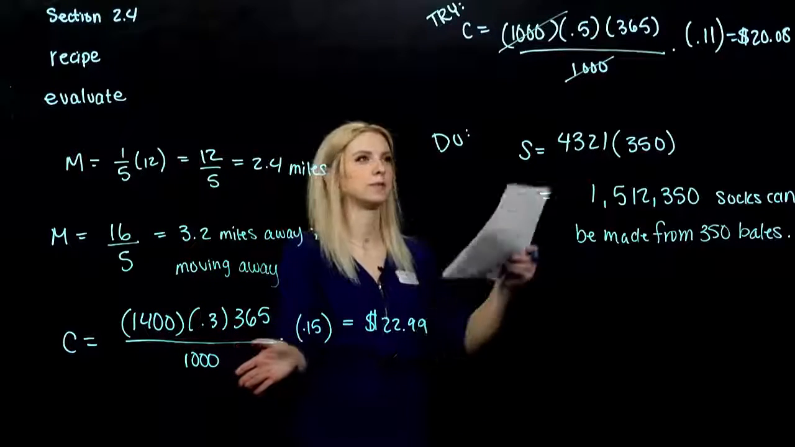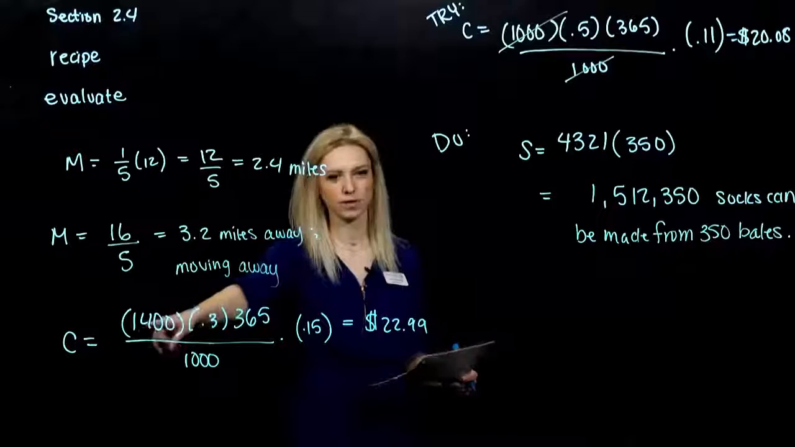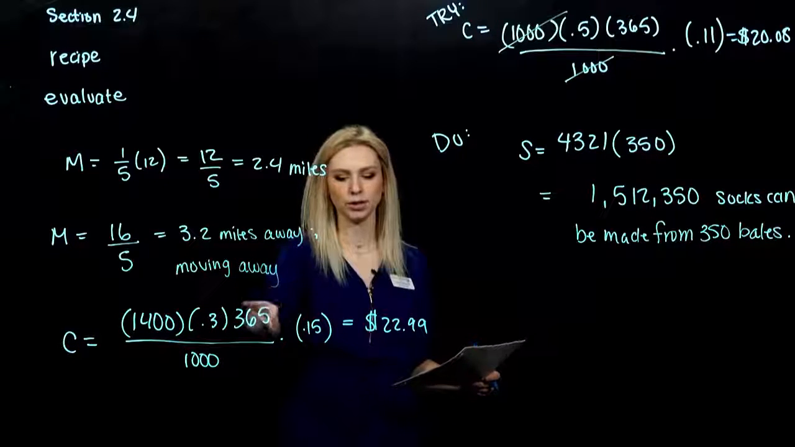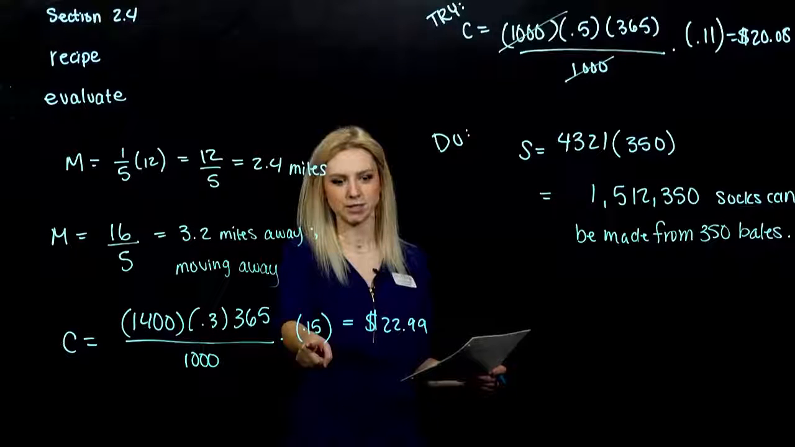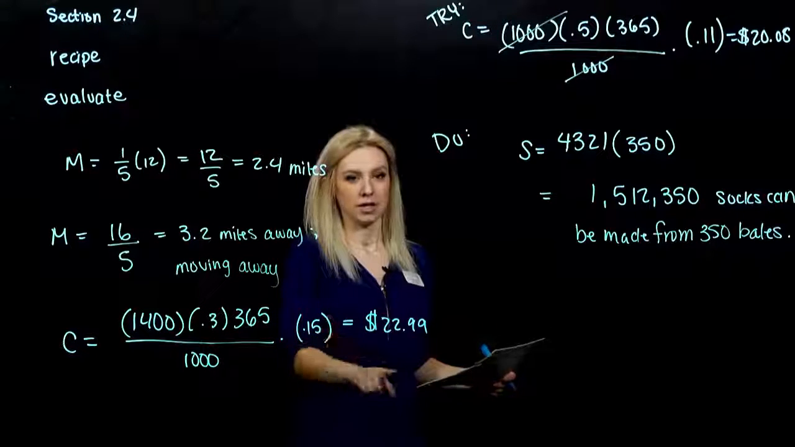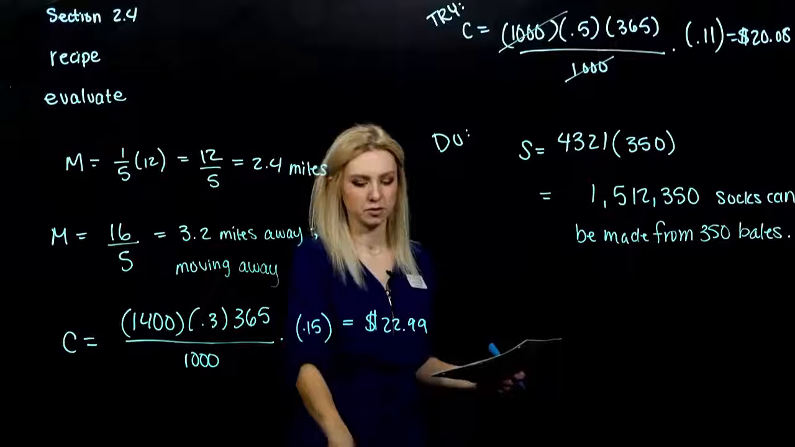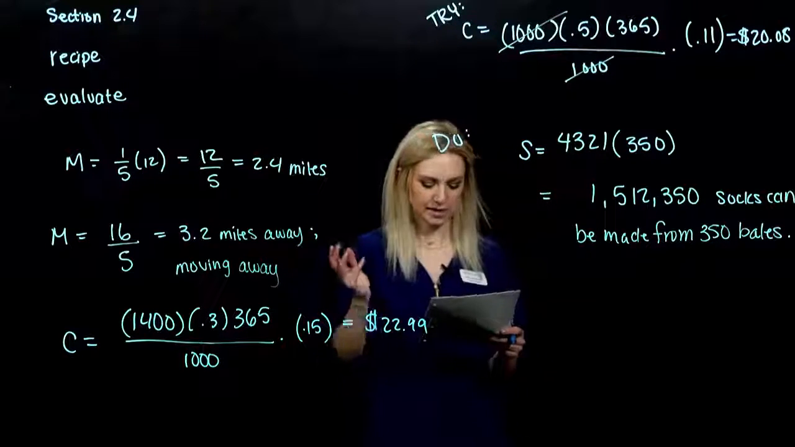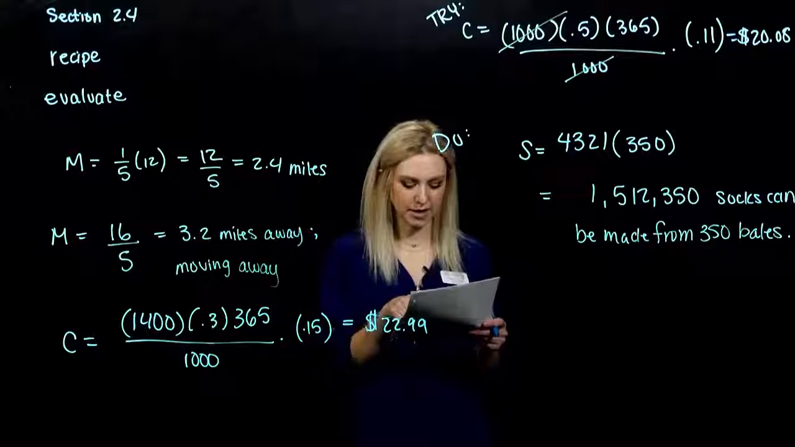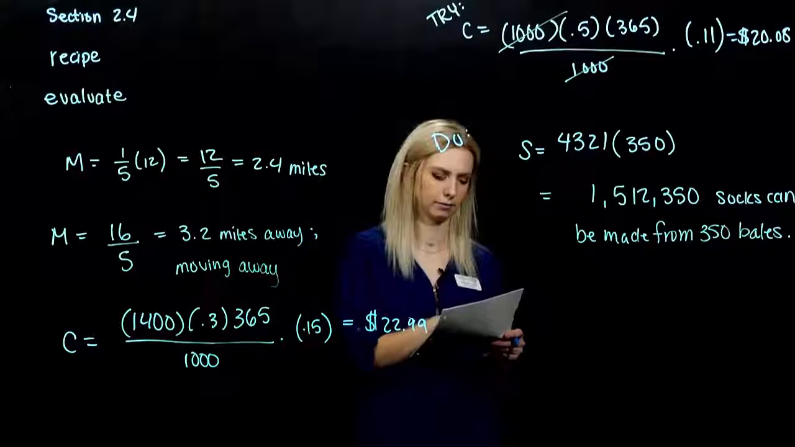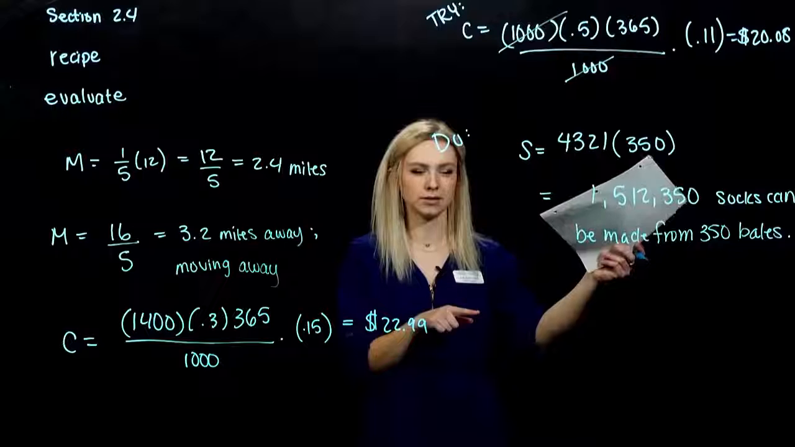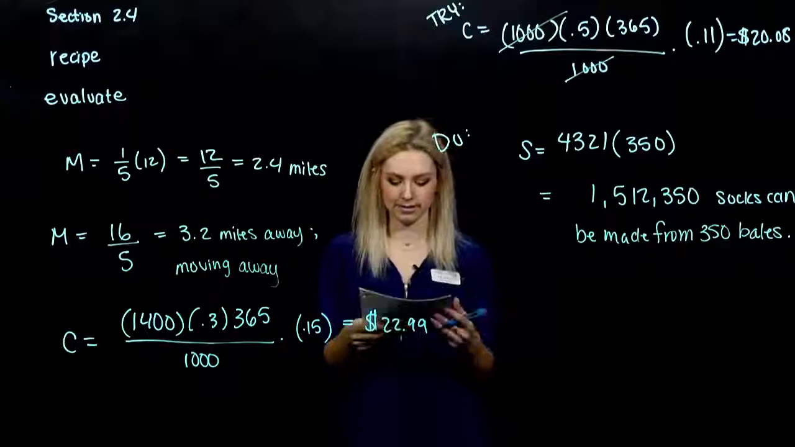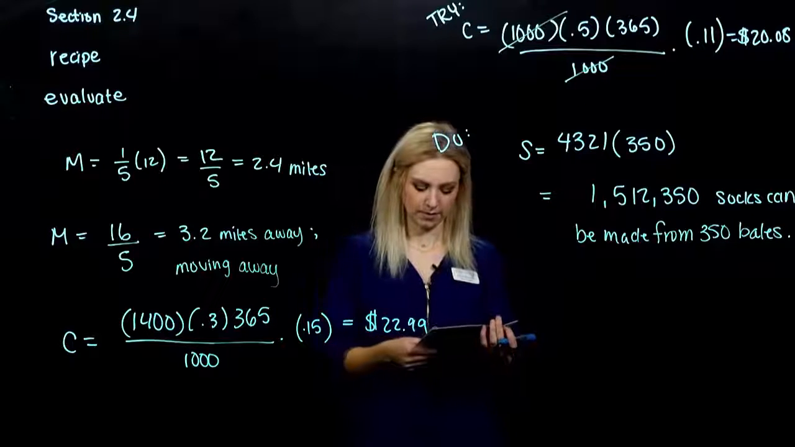We could have done the same for these examples. If I use a 1,400 watt microwave for 0.3 hours a day for a whole year and it costs me 15 cents per kilowatt hour, the annual cost is going to be around $23. But too much to write for right now. Okay, so try. Determine how many socks can be made from 70 bales of cotton. Obviously a lot less than this, since 70 is a lot less than 350. But tell me exactly, how many socks can I make from 70 bales?